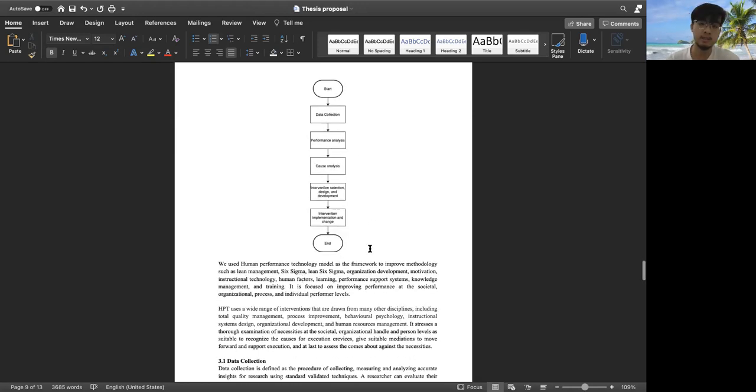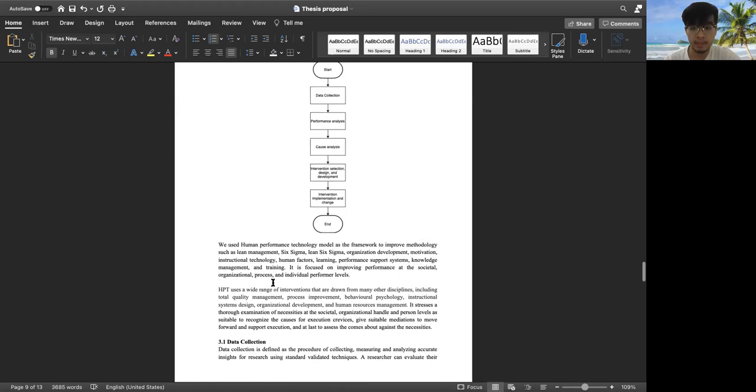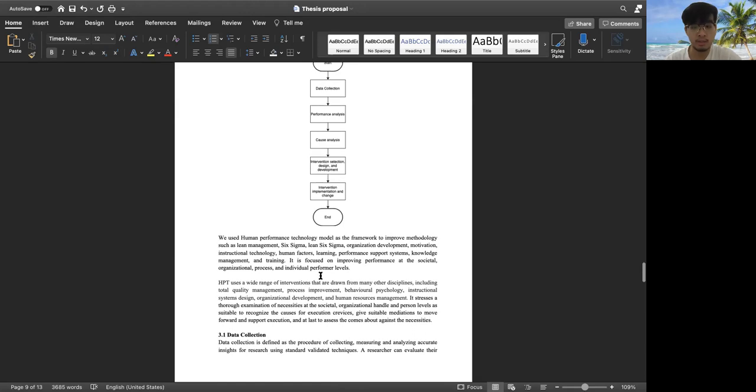So this is the flowchart of the human performance technology model to improve performance, using methodologies such as lean management, Six Sigma, Lean Six Sigma, and organization development, motivation, instructional technology, human factors, learning, performance support systems, knowledge management, and training. It is focused on improving performance at the societal, organizational, process, and individual performance level.